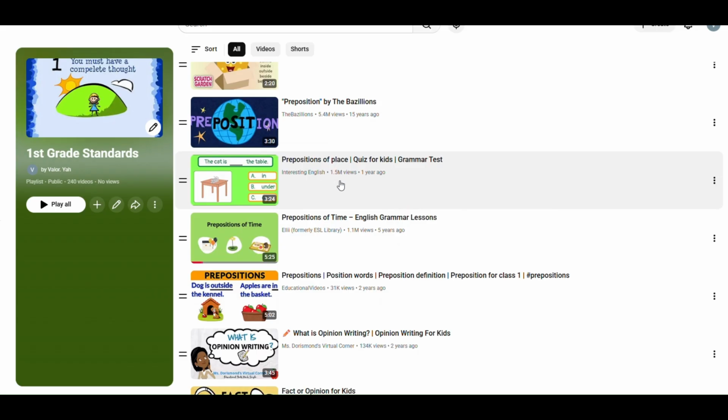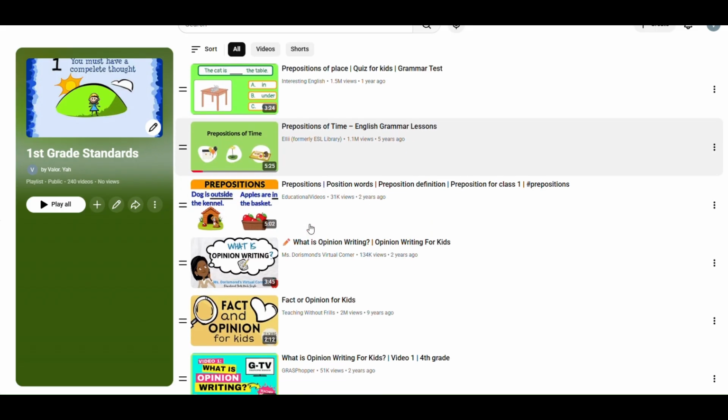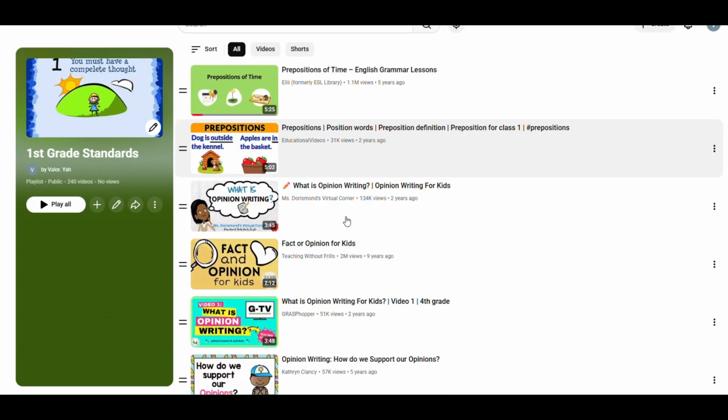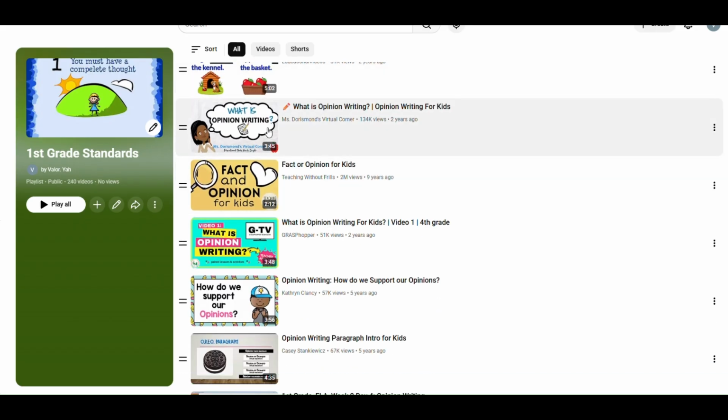Again, the quizzes. I like the preposition of time. I don't think a lot of people focus on that one. I think that's extremely important. Okay. The dog is outside. Again, more prepositions. And again, here we go for the representation and the different types of writing.